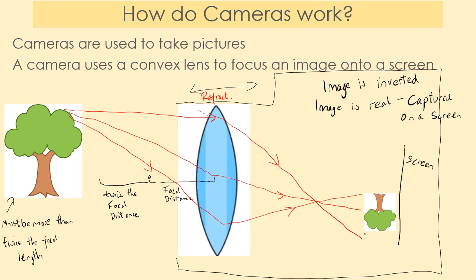But our important things here: we must be more than twice the focal distance away. The light goes in and is refracted. It changes direction, or it bends towards the normal, or moves towards the normal as it slows down going into the lens because it's more optically dense. And the image we get is inverted, and it is a real image. It's turned upside down, but it can be captured on a screen.